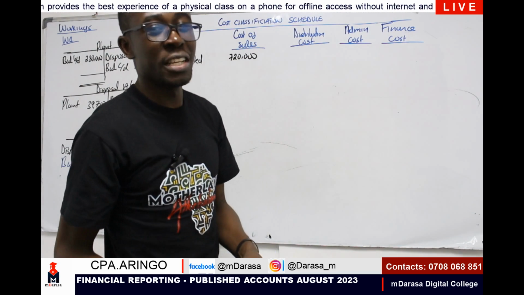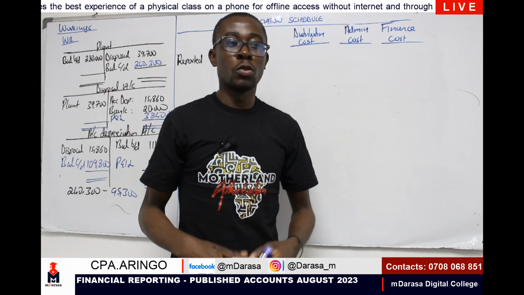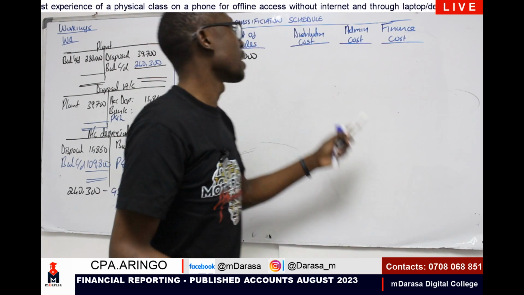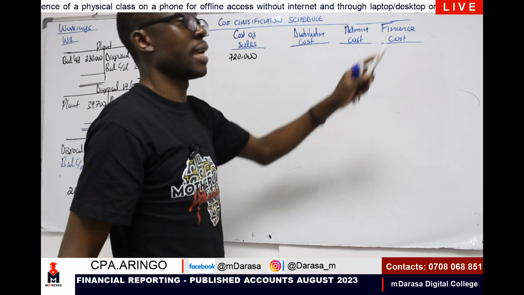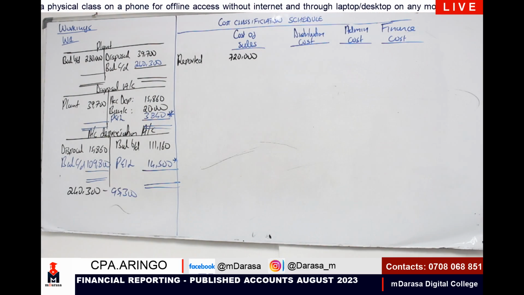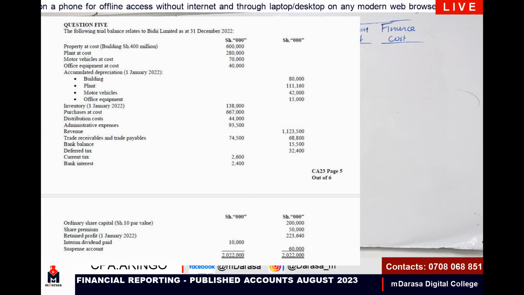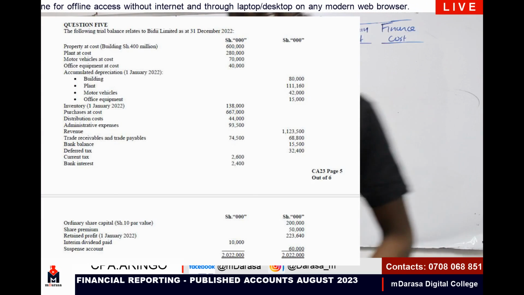The next item to consider will be what? Consider the balances that were given for the other items: distribution, admin, and finance cost. I want us to do that very quickly. So in this case, this is what I'll be having. You just take the values the way we were given.